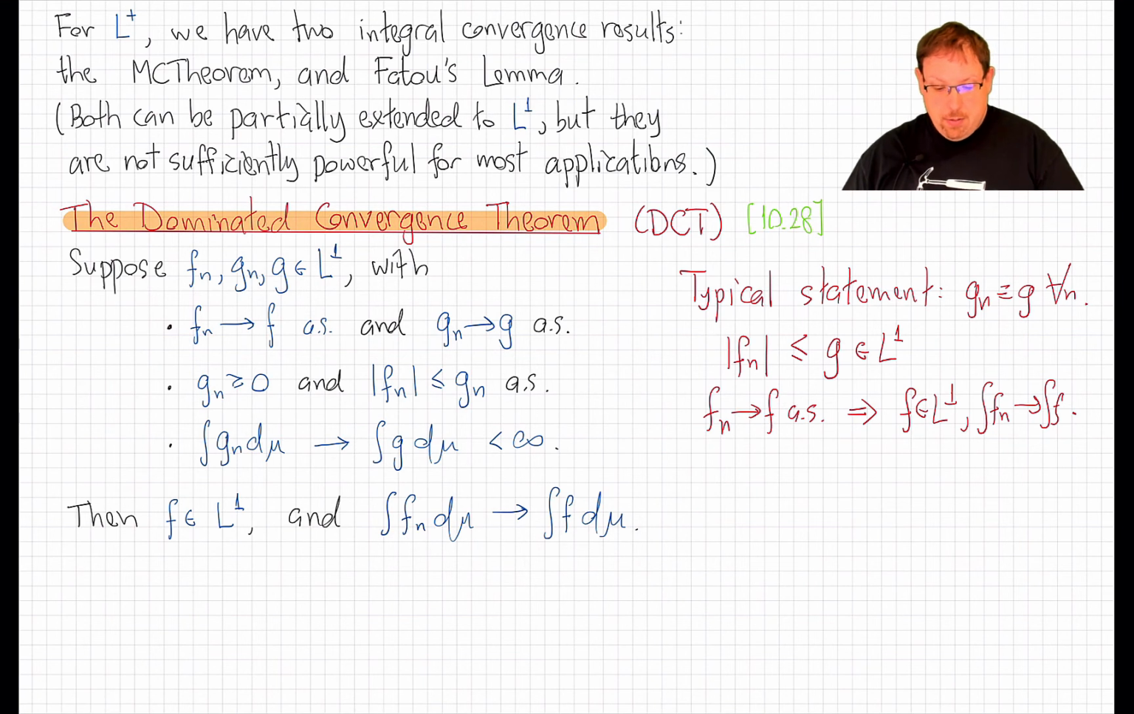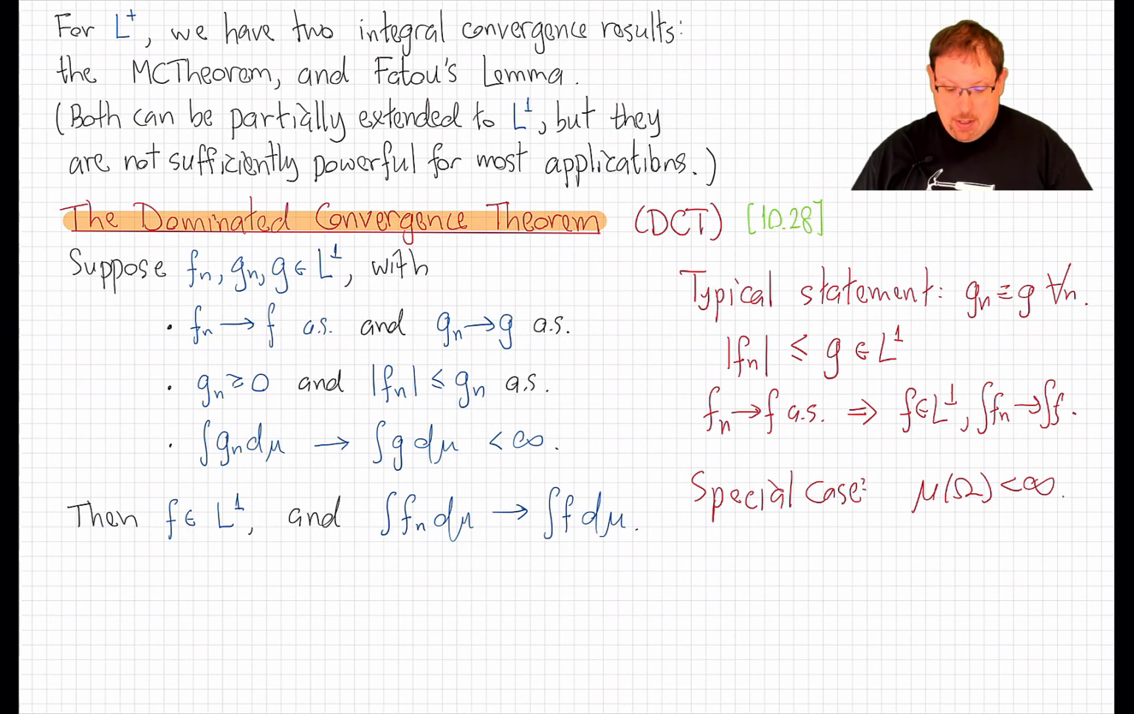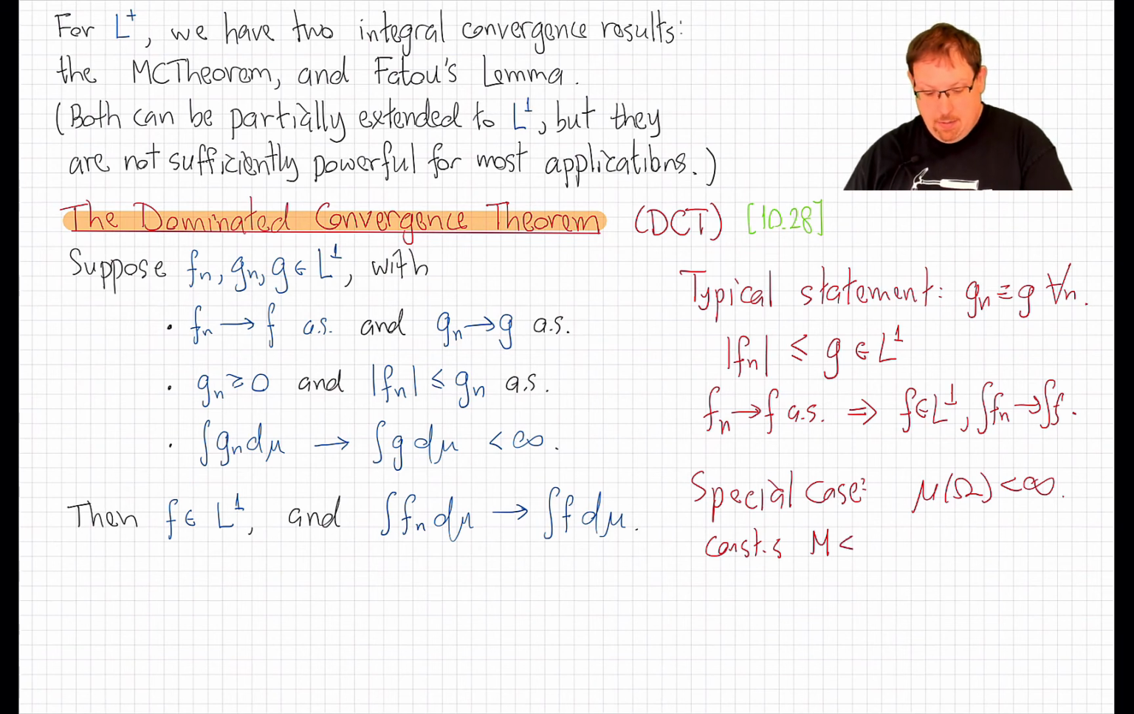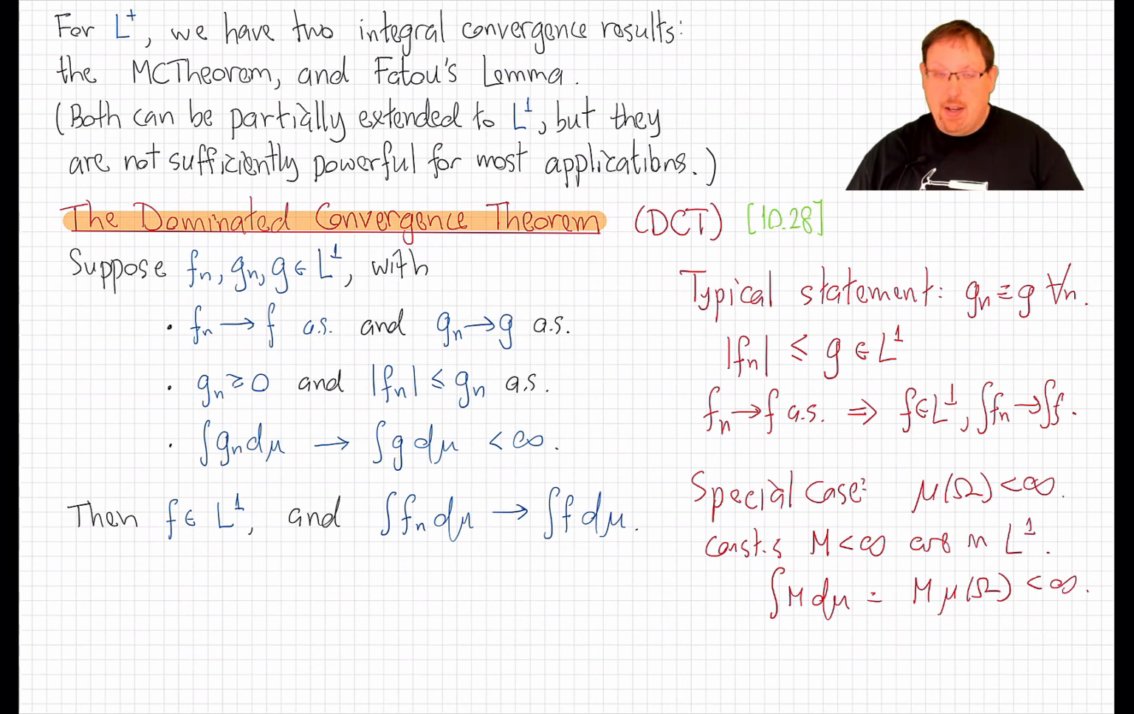Let me also note that, especially in probability theory, another further special case is if the measure that you're working with is a finite measure, like a probability measure. In that case, constant functions m, less than infinity, are in L1, because the integral of m d mu is equal to m times the measure of the space, which is finite.